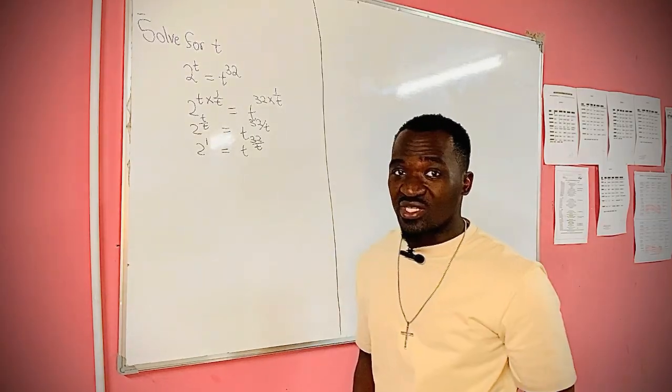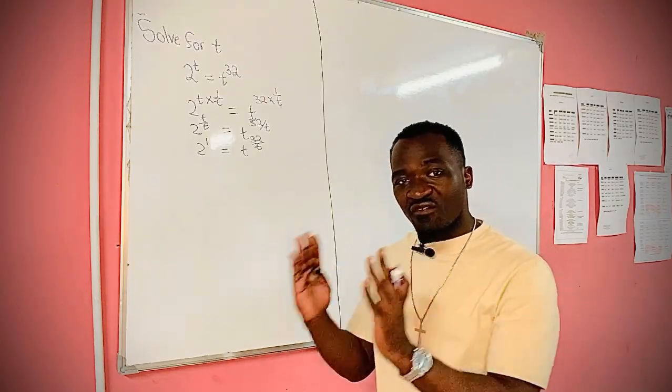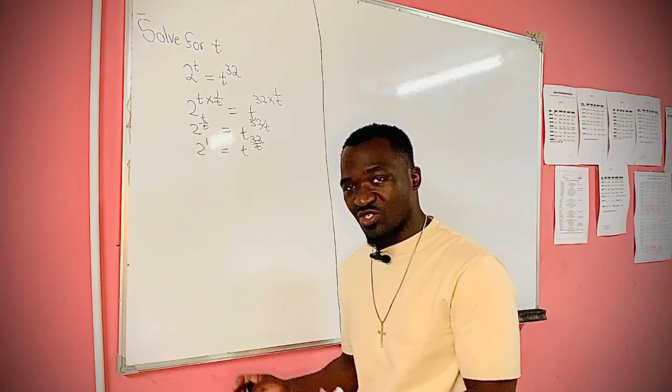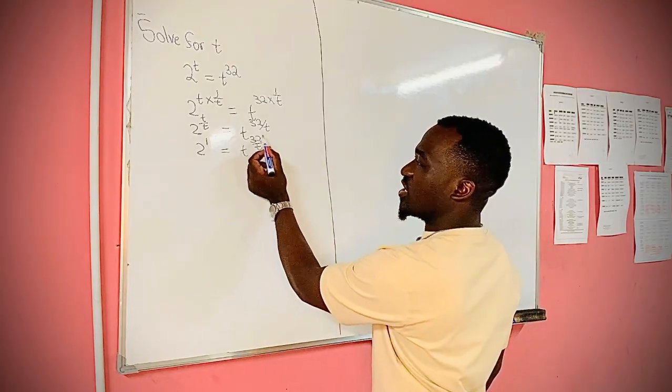This side is going to be our side of constants. Remember, constants are numbers without letters, and variables are numbers with letters or letters only. Now, we want to remove this 32 on this side.